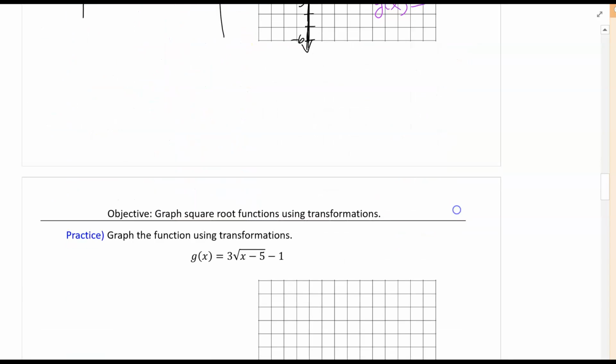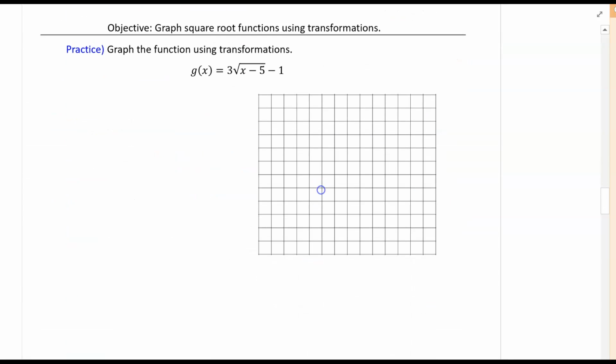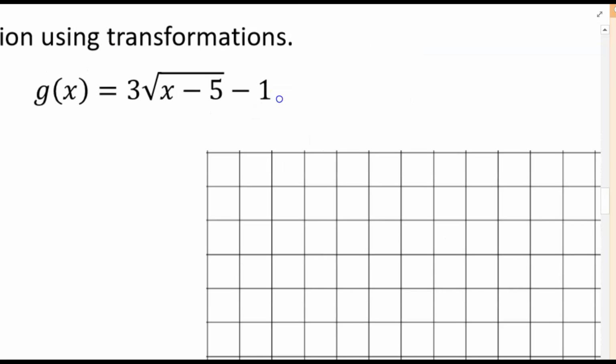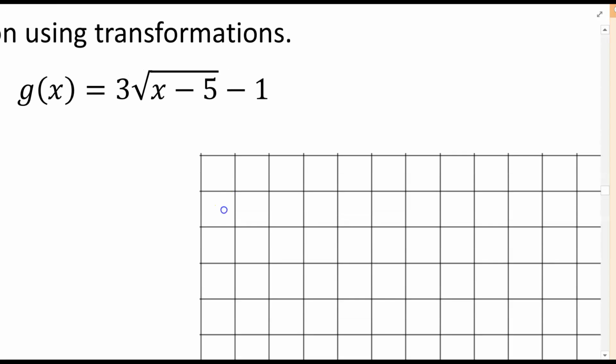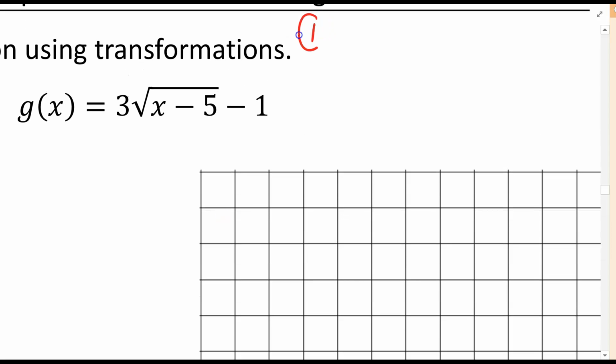All right. The next one is a practice problem. So I want you guys to practice this one. G of x equals 3 times the square root of x minus 5, minus 1. Before you start doing the whole table thing, first remember to go find a, h, and k. So I want you to do that first. Talk to your group before you get started, because if those 3 values are wrong, then your whole thing is going to be wrong. Okay? So talk to your group really quick. What are those 3 values?